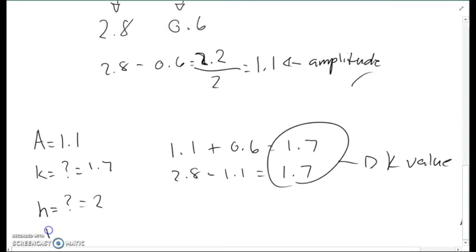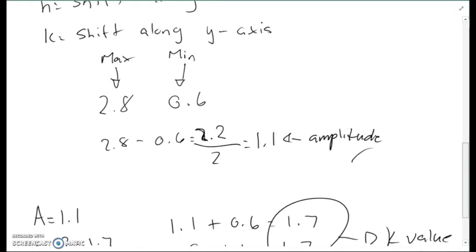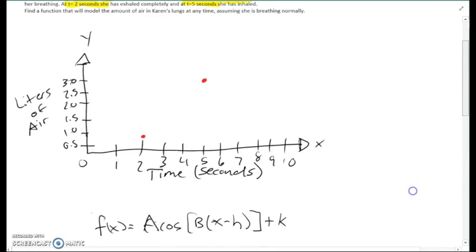Now we have to find B, but first we need to determine the period, which is 6 seconds. We find this by looking at the graph, and as we saw, she inhaled and exhaled every 3 seconds. So one full cycle would be 6 seconds.